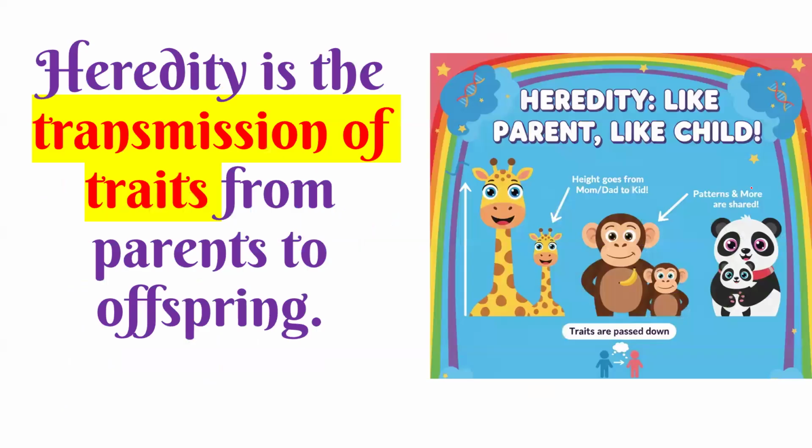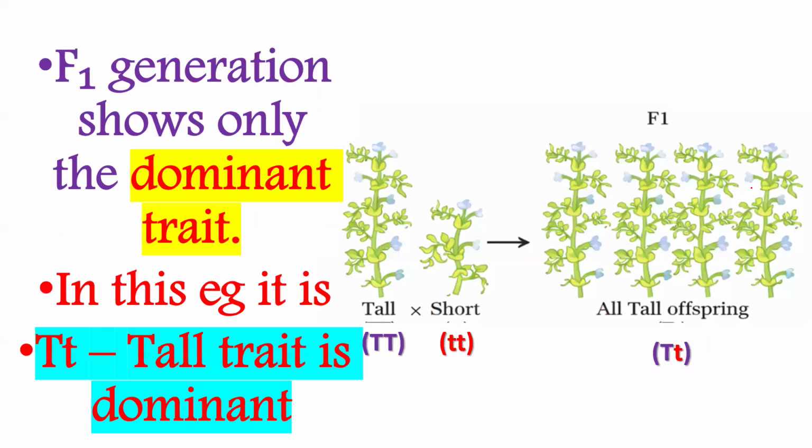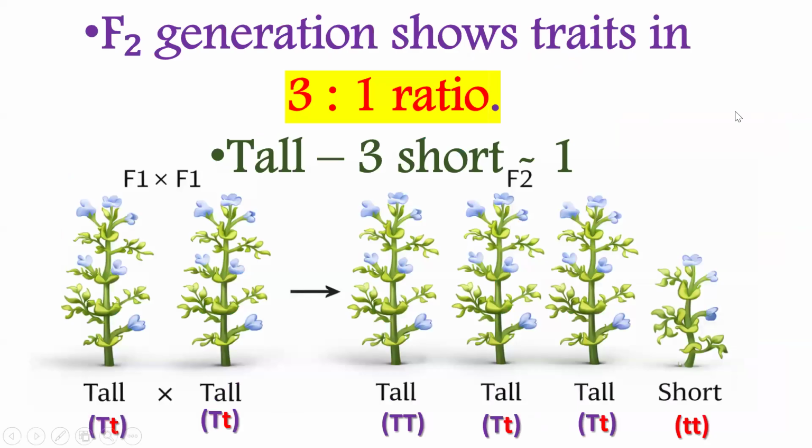So we can see in the example, this is the F1 generation, right? With a capital T, small t, capital T, small t. But here the capital T is the expressed one. That means this is the dominant trait. And even though all of them have the small t, small t is not expressed. Why? Because the capital T is the dominant trait.